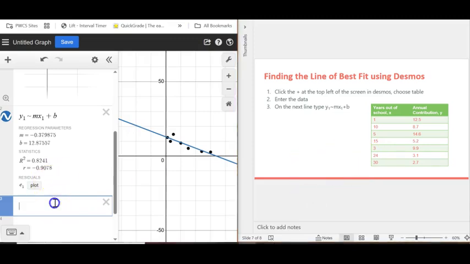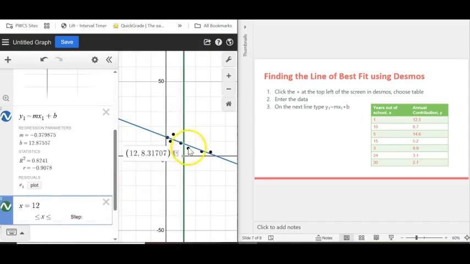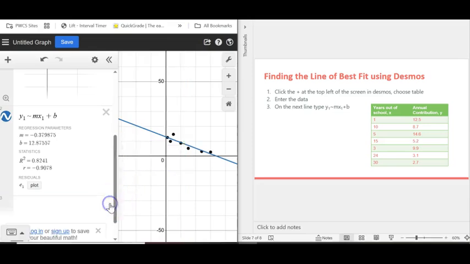If I'm plugging in 12 for x, I can come down here and just type x equals 12. And this point right here where x equals 12 intersects with my line of best fit, that's the number. So a person who has been out of school for 12 years would have an estimated annual contribution of 8.31.